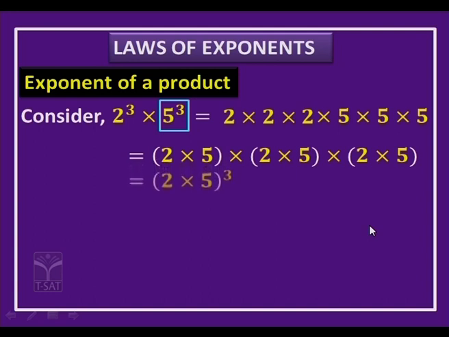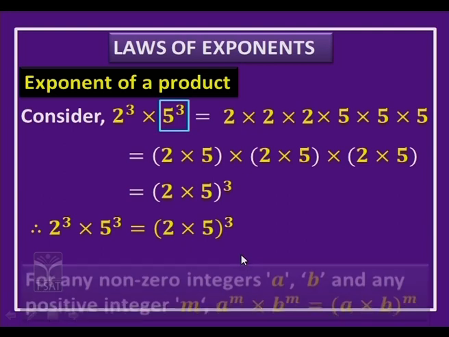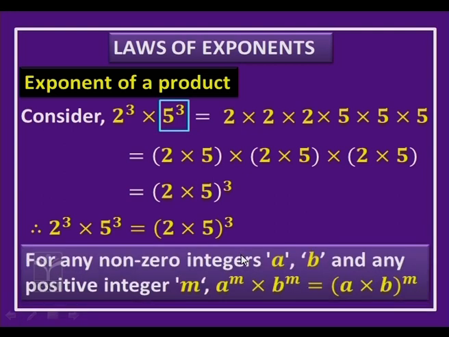So, you got now 2 into 5 as 3 groups. So, can I write it as 2 into 5 whole cube, children, because this entire thing is repeated 3 times. So, I am taking it as power 3. So, what do you conclude, children, from this? Yes, 2 power 3 into 5 power 3 is 2 into 5 whole power 3. So, this is our next law, which states for any non-zero integers a, b and m is any positive integer, then a to the power of m into b to the power of m is equal to a into b whole power m. Okay, children.